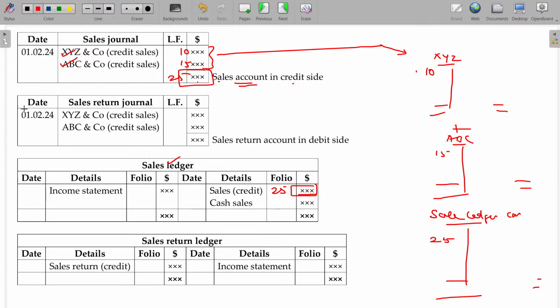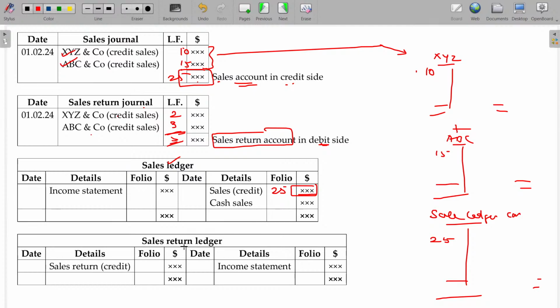In case of sales return, if these parties feel that the goods are not fit enough, they may return them, and that will be posted here in the sales return ledger. XYZ, out of 10, returned 2 rupees worth of goods and ABC, out of 15, returned 3 rupees worth of goods. 5 rupees in total return. This total will go to that sales return account, that too in the debit side. As this was on the credit side, the return is the reverse only.